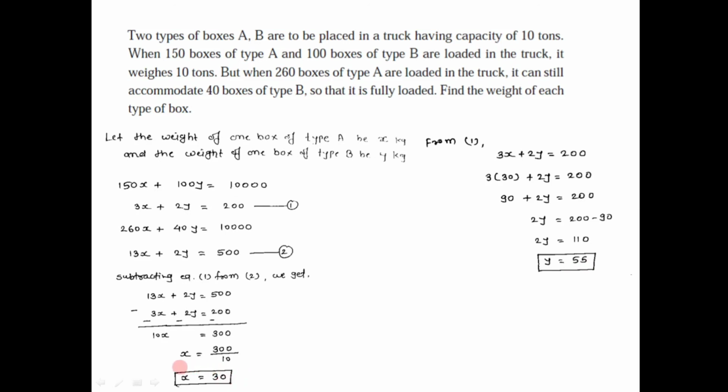And we have assumed here the variable x for the weight of one box of type A. So that means the weight of one box of type A is 30 kilogram, and we have assumed variable y for weight of one box of type B. That's why the weight of one box of type A is 30 kilogram and weight of one box of type B is 55 kilogram.